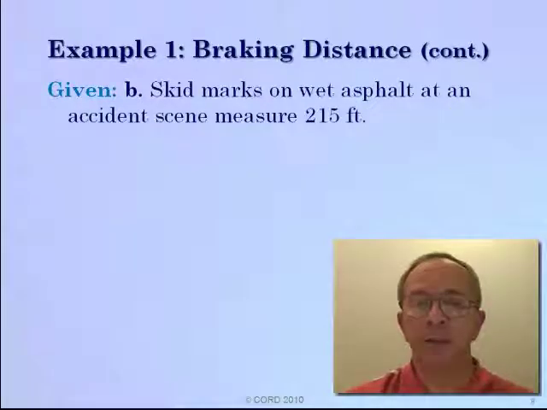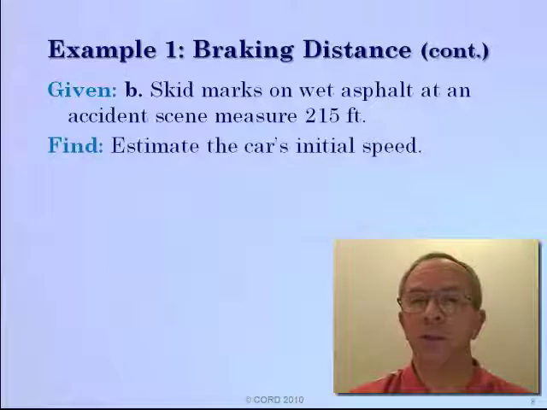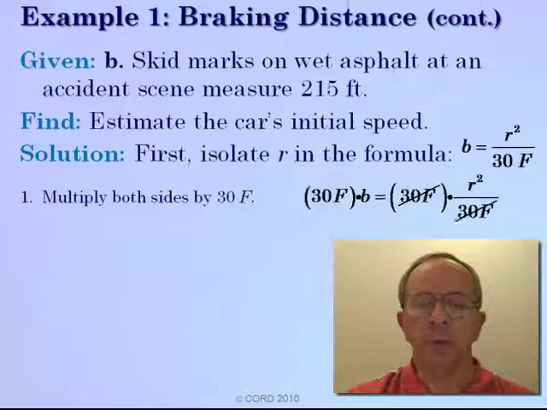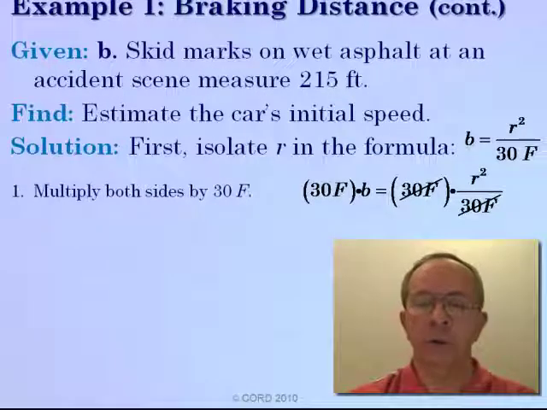Part B says we've got some skid marks on wet asphalt at an accident scene that measured 215 feet. So what would be the initial speed of the car that caused those skid marks if they were braking as hard as they could? Well, first, we need to isolate R in the formula because we're trying to find out the rate of this car. So we'll multiply both sides by 30F because R is divided by 30F.